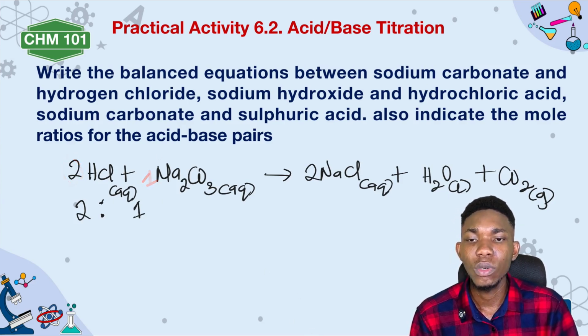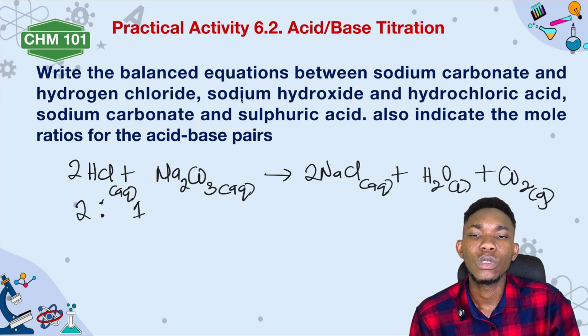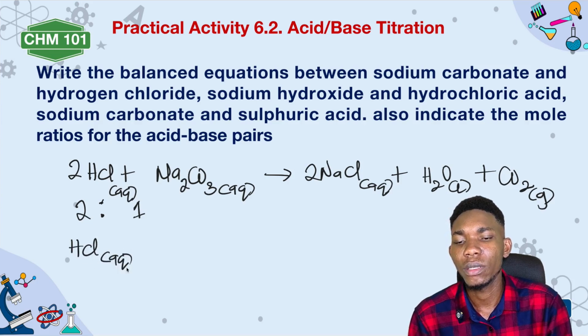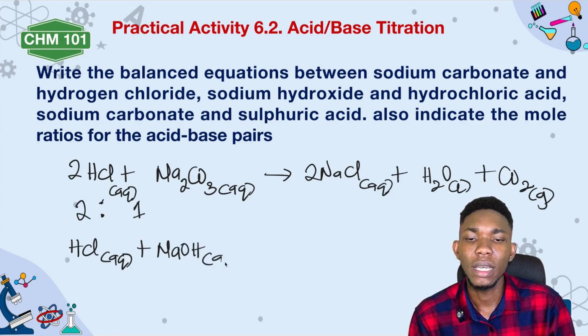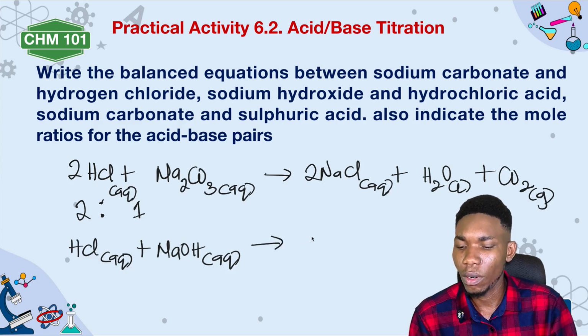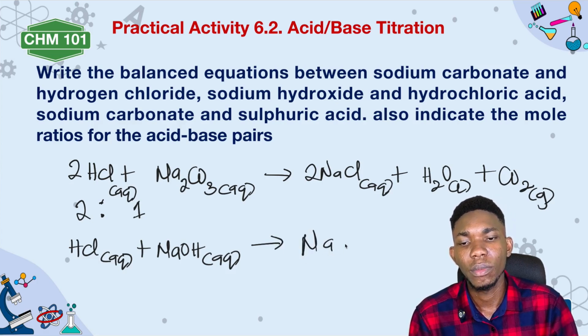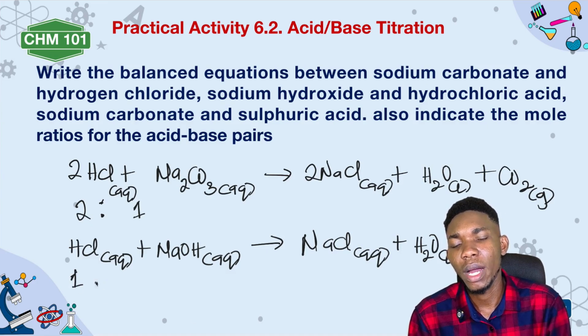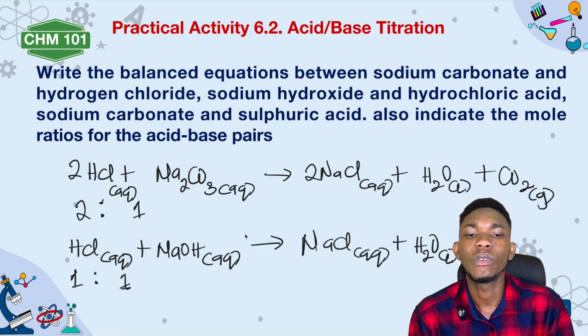All right. The next one is sodium hydroxide and hydrochloric acid. So we have hydrochloric acid aqueous reacting with sodium hydroxide aqueous. This will give us sodium chloride aqueous plus water liquid. The mole ratio for this one is 1:1 of acid to base.